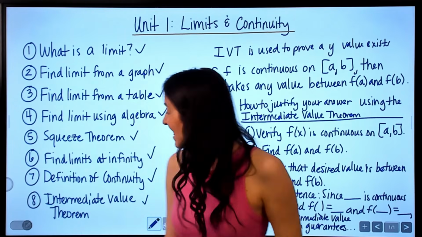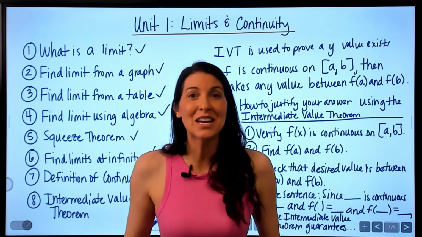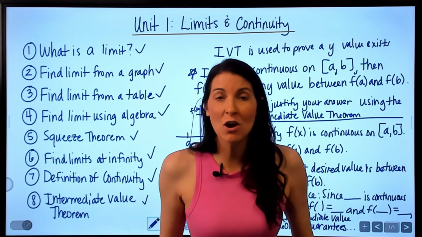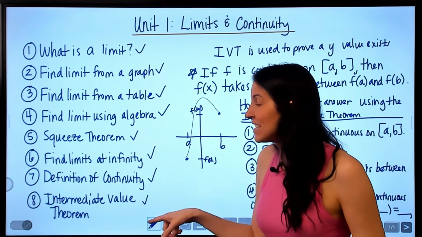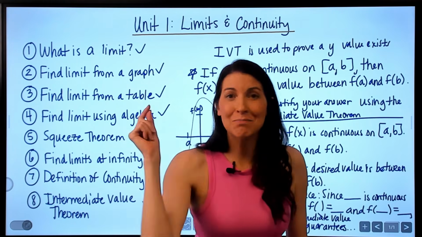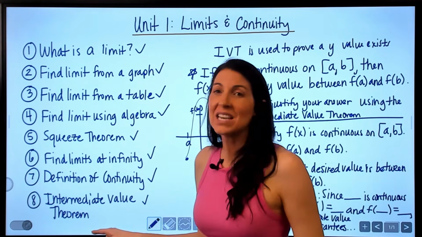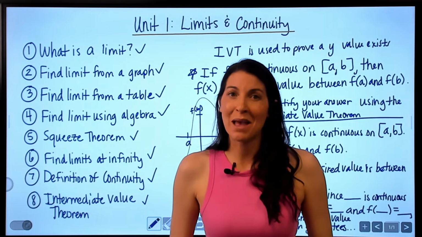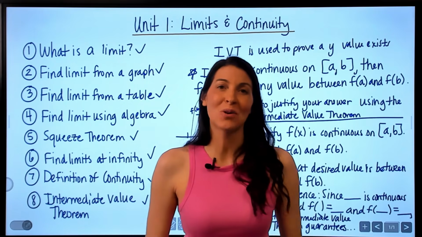All right, that is it. That is all 8. These are the things you need to make sure you know for Unit 1, Limits and Continuity. Come back to this video right before the AP exam. Go through these 8 things. And I'm telling you, if you know these 8 things for Unit 1, you are closer to getting a 5 on the AP exam because you know your content.